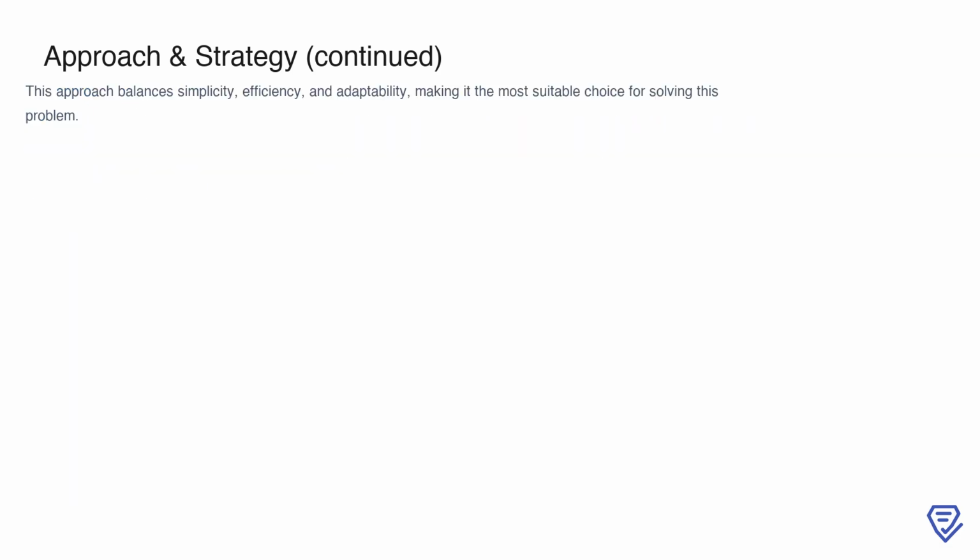This strategy provides the best combination of simplicity, efficiency, and adaptability, making it the most suitable choice for solving the problem. By utilizing a hash map for frequency counting and leveraging a 2-pass approach, we ensure that the solution is both time-efficient and easy to implement. This balance between performance and clarity is critical, especially when solving problems with real-world constraints or preparing for coding interviews.